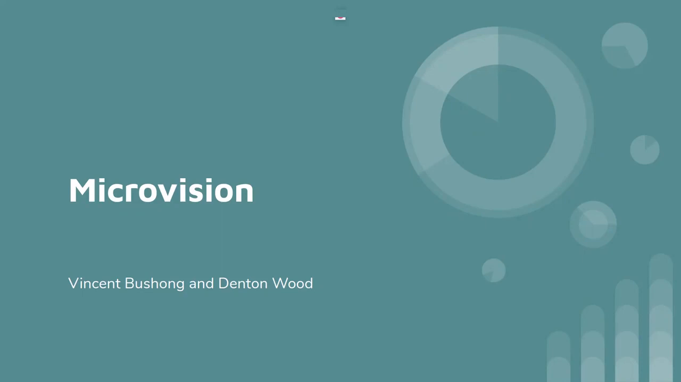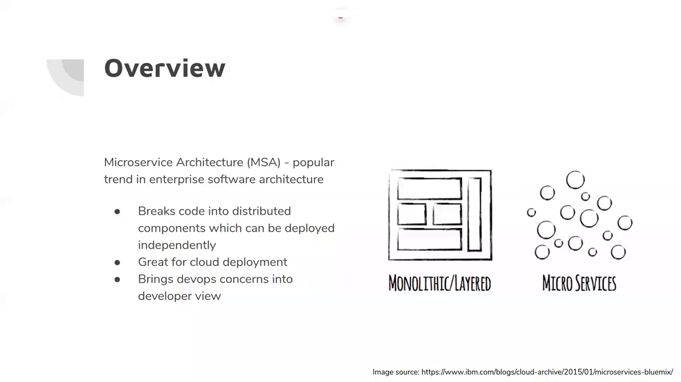Hey, everybody. Our topic today is Microvision, which is our AR interface for teaching about microservices. So microservice architecture is a really cool new trend in enterprise software architecture. It's been around for a couple years now. If you were in Dr. Cherney's software engineering class last semester, we talked about it extensively. The idea is that you can break code into distributed components, which you can then deploy independently.